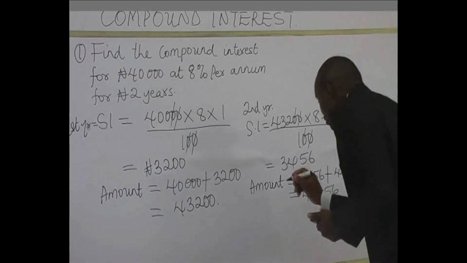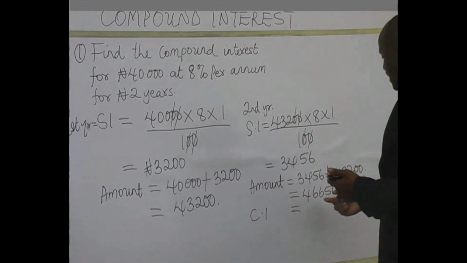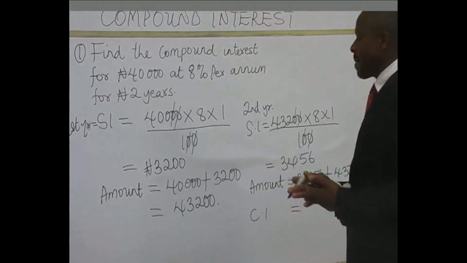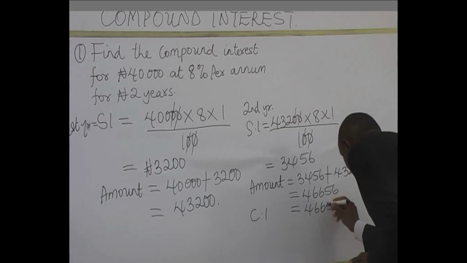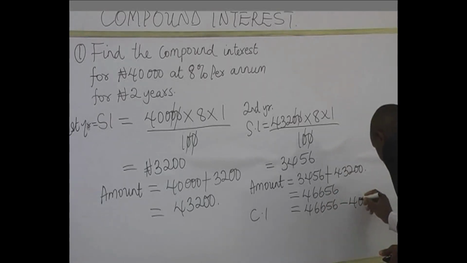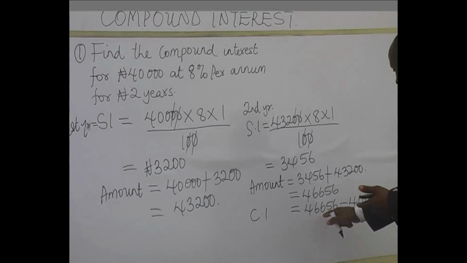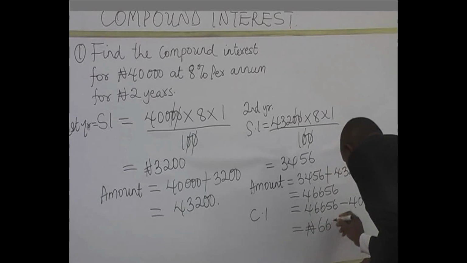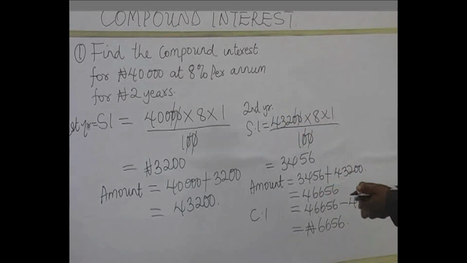Now the compound interest, which can be abbreviated by CI, will be this amount for the last year minus the original principal that was invested. It's going to be 46,656 minus 40,000. Remember that 40,000 was the original money that was invested from the beginning. If you remove 40,000 from 46,656, you'll be left with 6,656 naira. And that is the compound interest from that question.